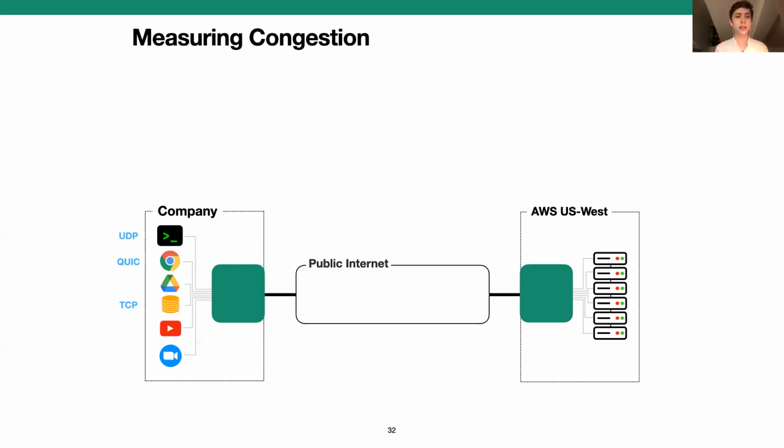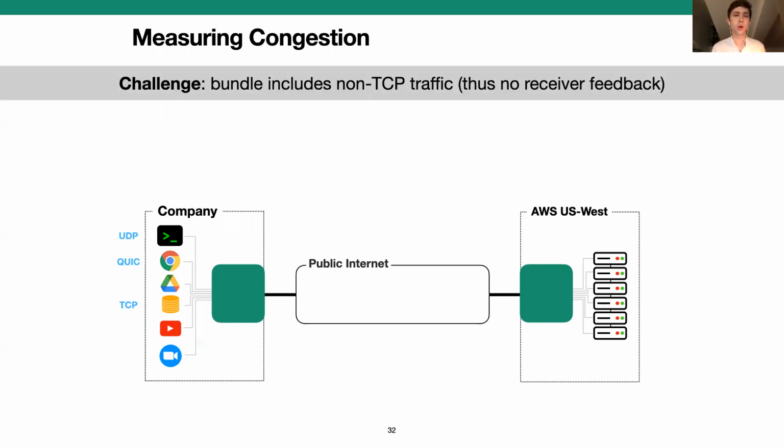In contrast, the set of packets in a bundle correspond to many different flows, and while some of them may be TCP, many applications in the bundle will use other protocols, such as UDP, which doesn't have acknowledgements, or QUIC, where the relevant header information is encrypted. So to measure across all traffic in the bundle, we need a mechanism that can provide feedback for all different kinds of protocols.